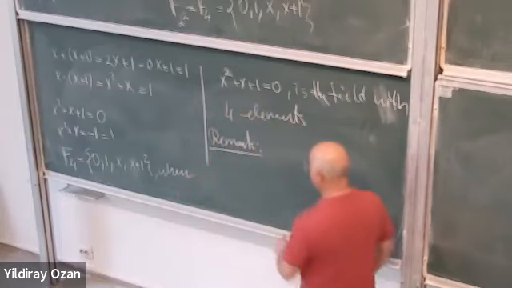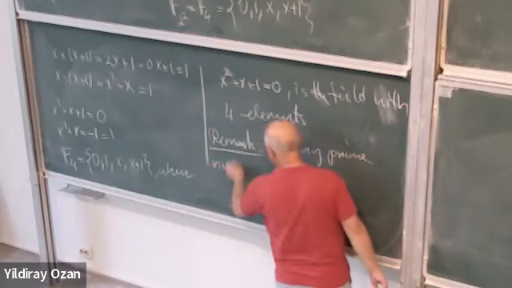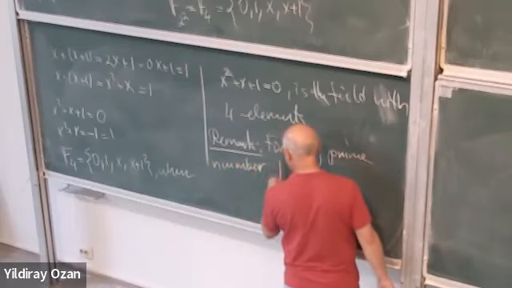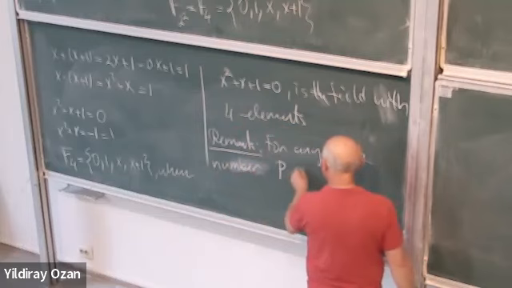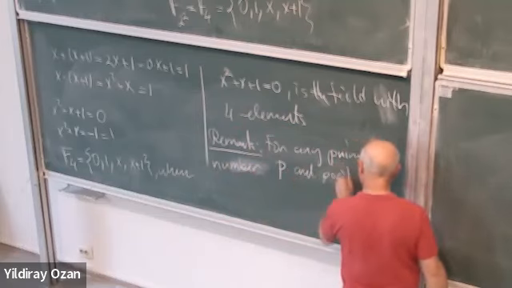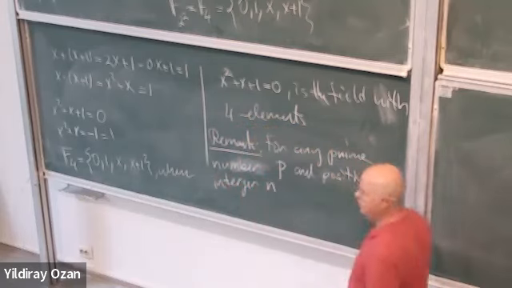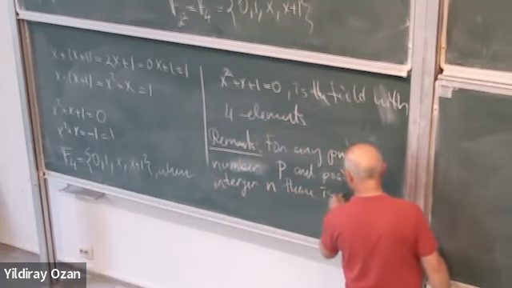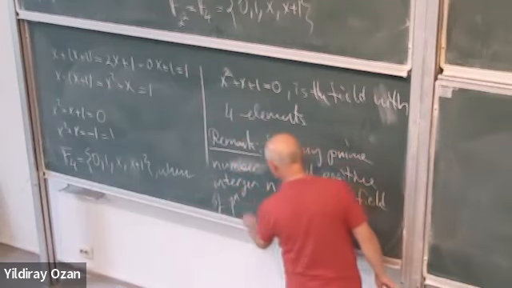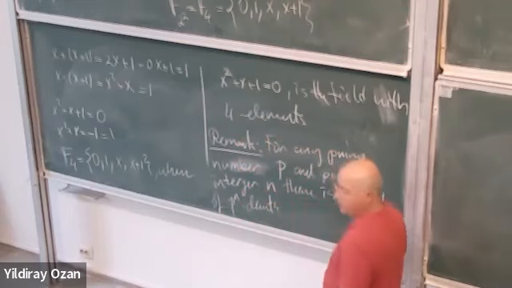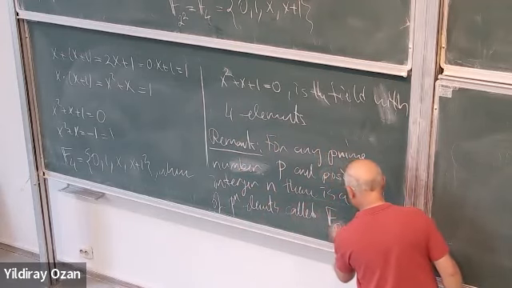Remark. For any prime number P and positive integer n, there is a field of P to the power n elements, and actually it is unique, called F P to the power n.